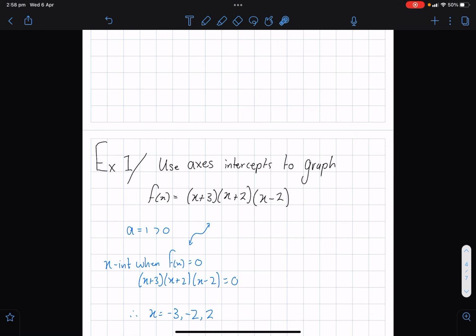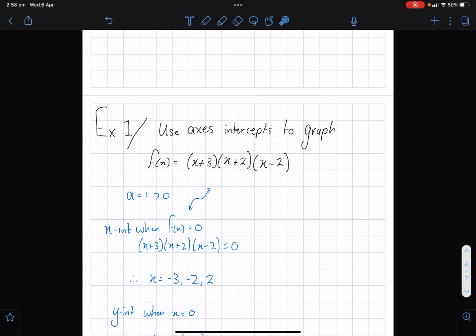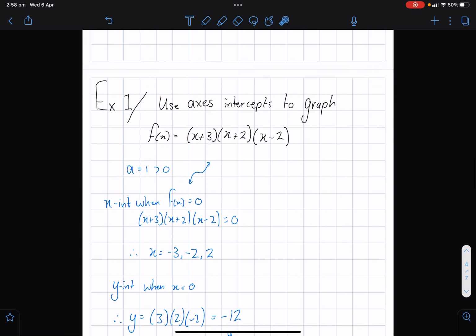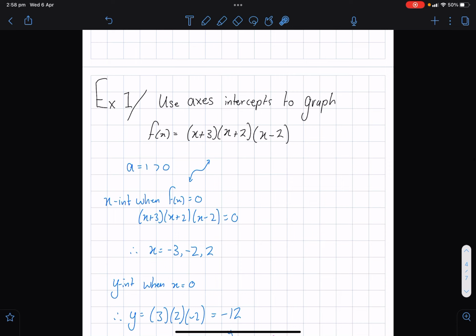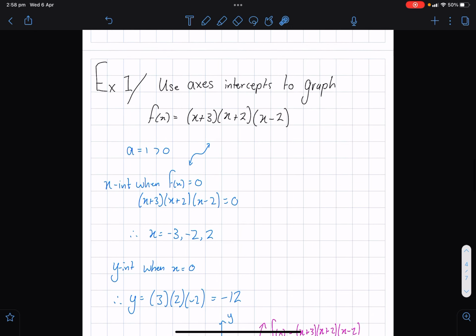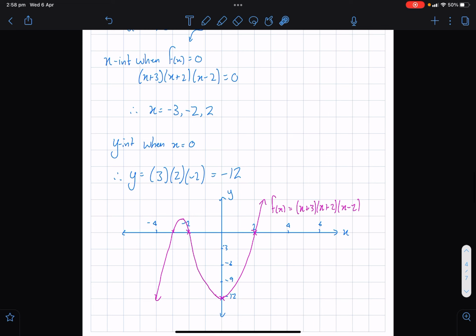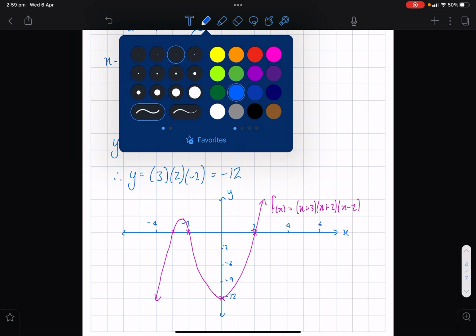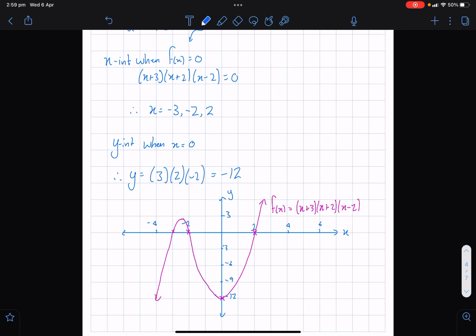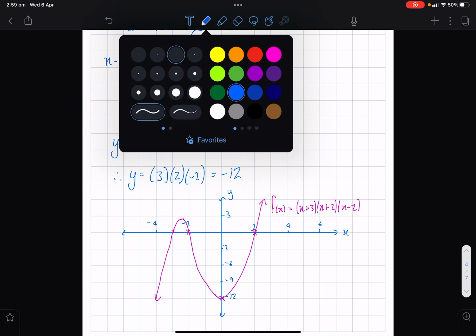So these will be our x-intercepts, and our y-intercept is when x equals 0, so y equals 3 times 2 times -2, which is -12. All right, so with those 4 bits of information, 1, 2, 3, 4, we can graph our cubic. So coming down here, making sure we have a nicely scaled y-axis and x-axis, I could probably even put just a little 3 there to showcase that positive y scale.